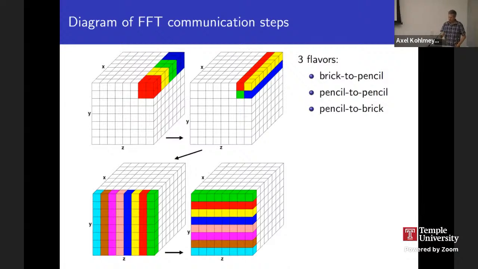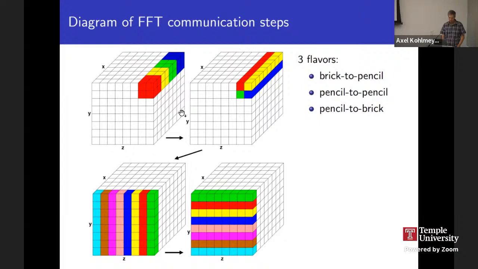So this is an illustration of the steps I just outlined. This is an 8 by 8 by 8 grid, so just 512 grid points. And I'm imagining here that it's decomposed across 64 processors. What I'm showing is just the domains that are owned in this brick-like decomposition for 4 of those processors. So each processor would own a little 2 by 2 by 2 section of the grid.